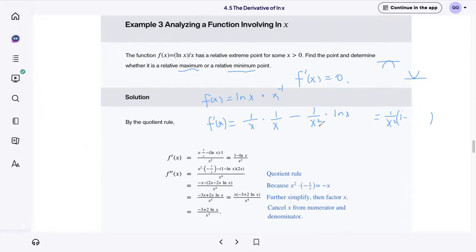I already pull out the x squared, right? 1 over x squared. That just becomes 1 minus ln x. So now we want to set this one to be 0. Multiply x squared on both sides. We have 1 minus ln x, or 0 times anything will be 0. So ln x equals 1, which means x equals e. Right? This exactly means e raised to 1 equals x.